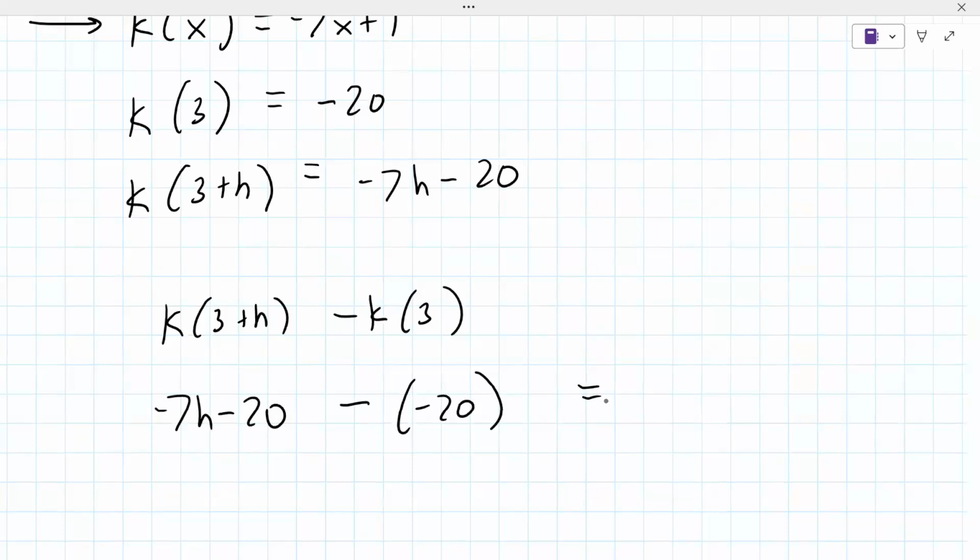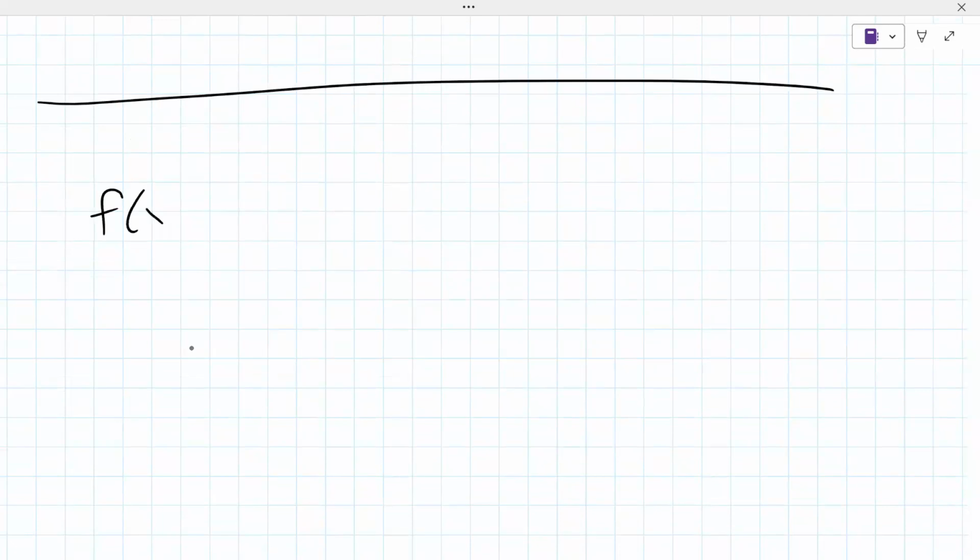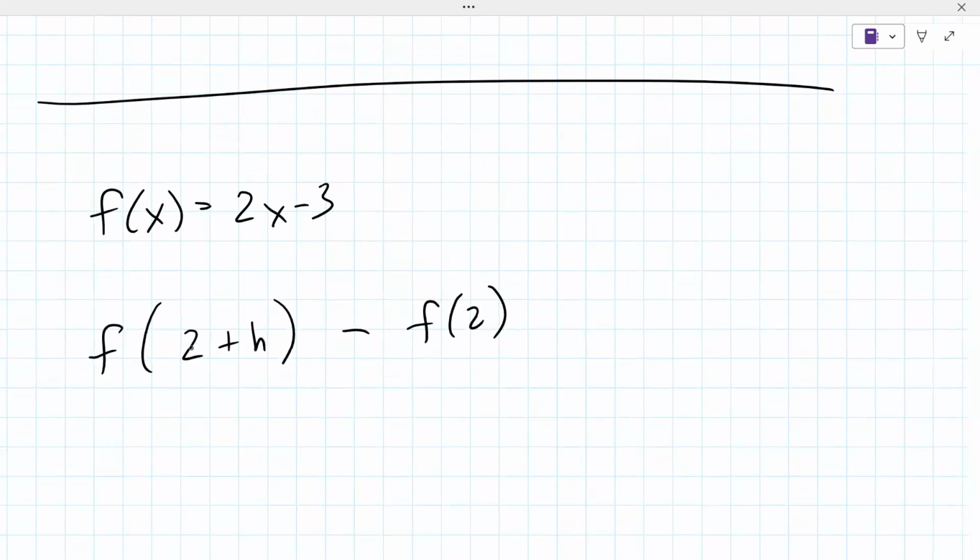Okay, so let's try that from the beginning. Let's say I give you a function like f of x equals 2x minus 3, and I want you to find f of 2 plus h minus f of 2. Okay.